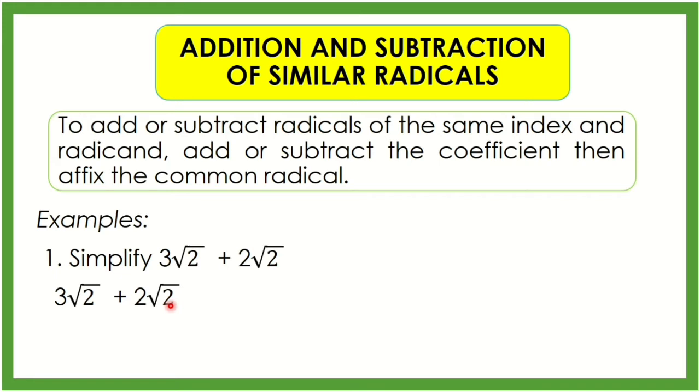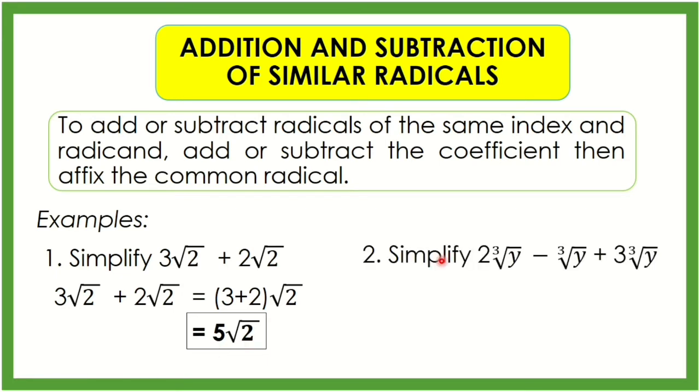Ang gagawin natin, i-add natin yung kanilang coefficient. Ang coefficient ng una nating radical is 3. Ang pangalawang coefficient is 2. So, we add 3 and 2. 3 plus 2 is 5. And then, we copy the common radical which is square root of 2. The answer is 5 square root of 2.